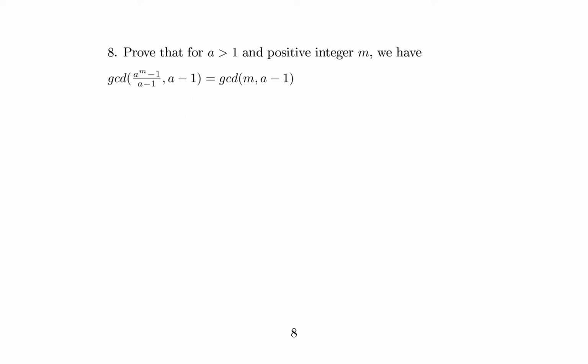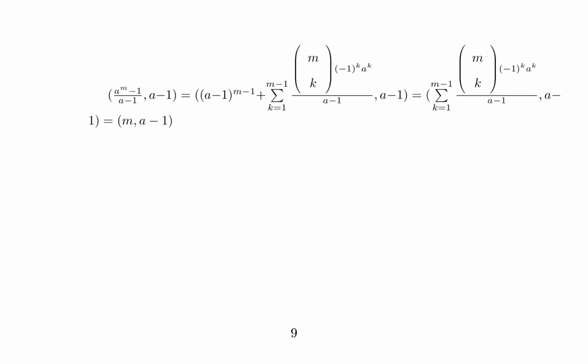For question number 8, we have: prove that for a bigger than 1 and positive integer m, we have the GCD of (a to the power of m minus 1) over (a minus 1), and a minus 1, is equal to the GCD of m and a minus 1. So this proof involves the binomial theorem, which we discussed in the Fermat's Little Theorem video.